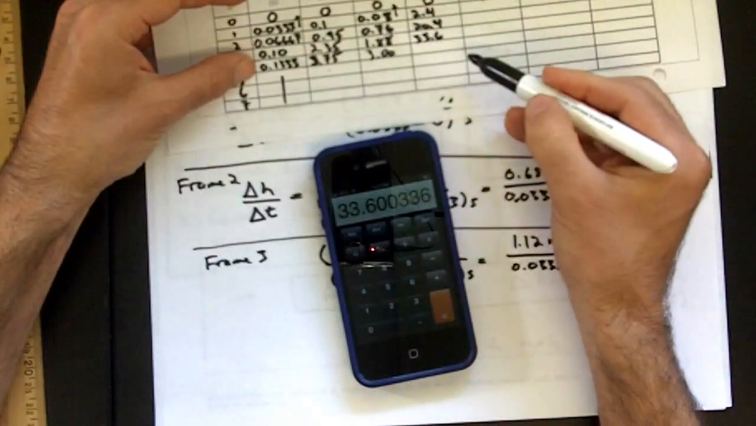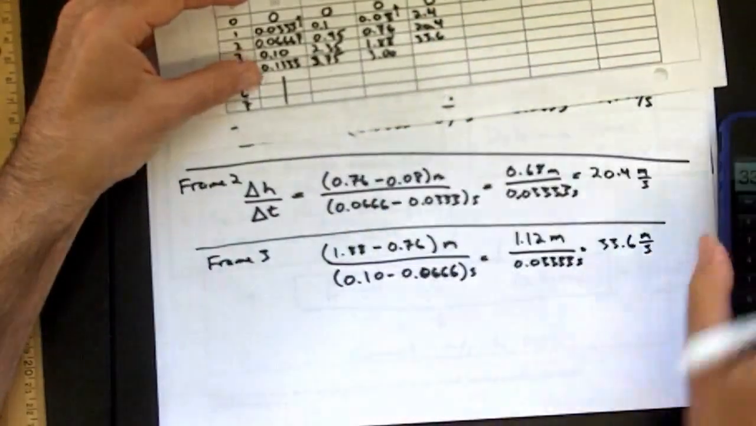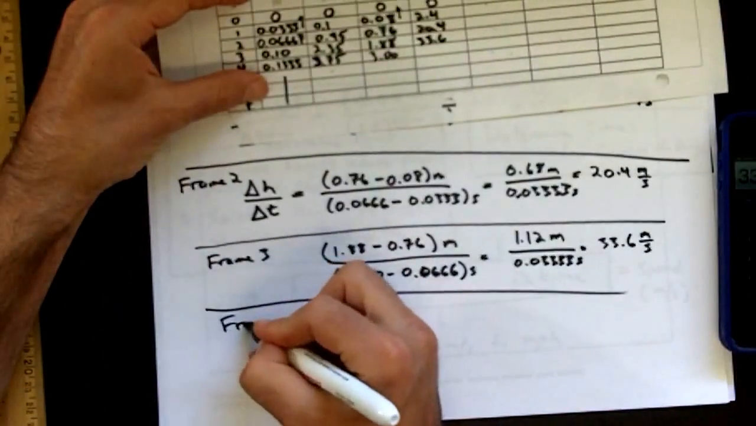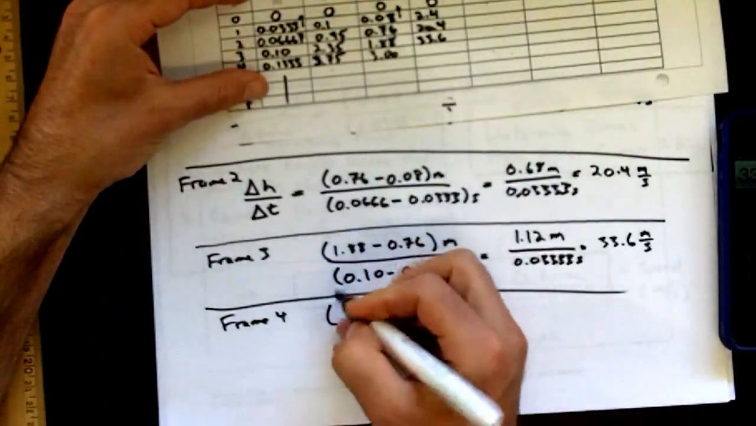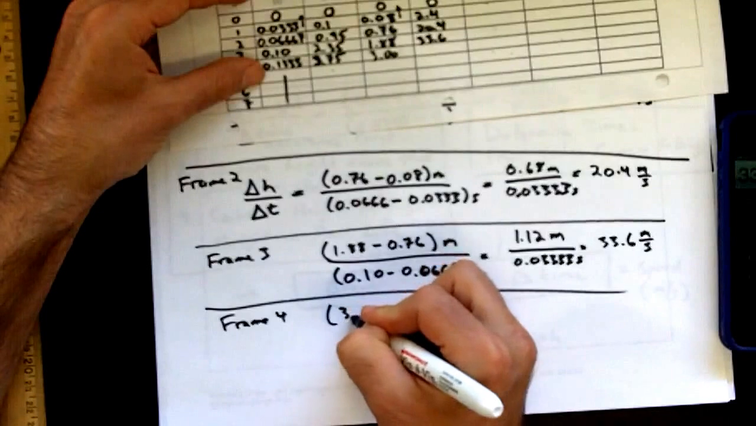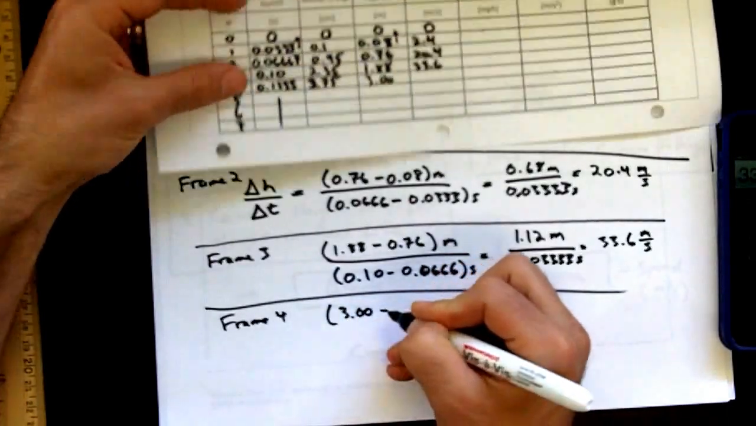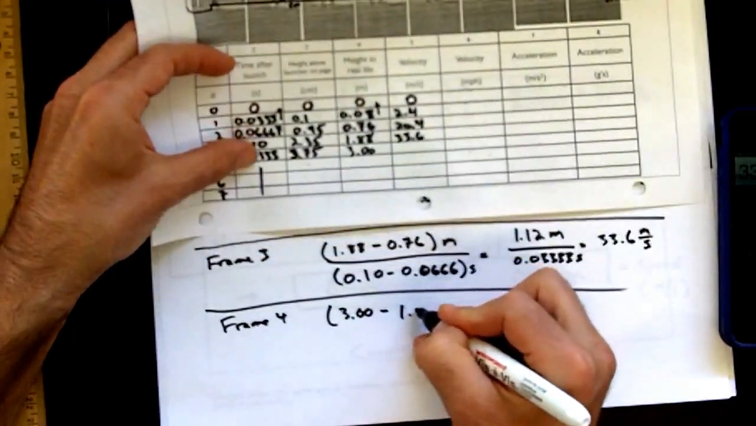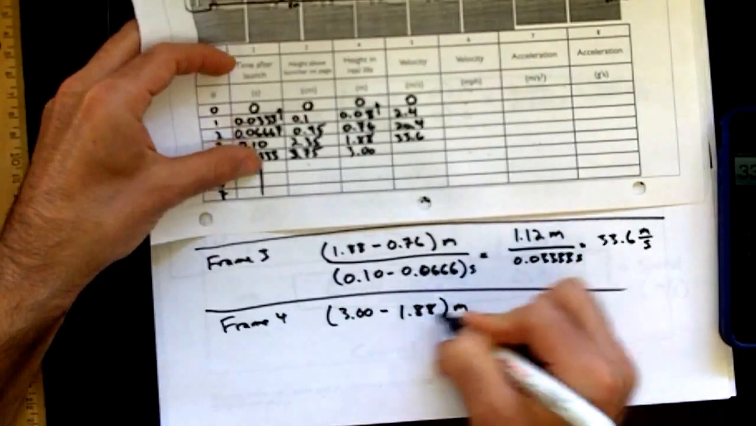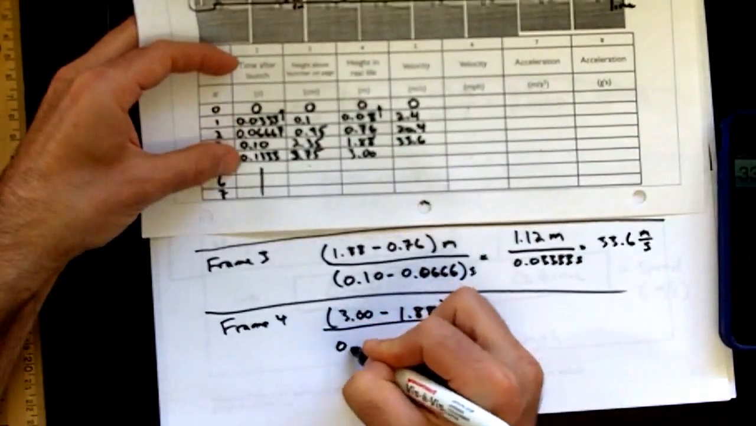So our rocket looks like it's speeding up. Let's do one more frame real fast. Frame 4 is going to be 3.00 meters. There's its height in real life, minus the height in the frame before. Divide this up.